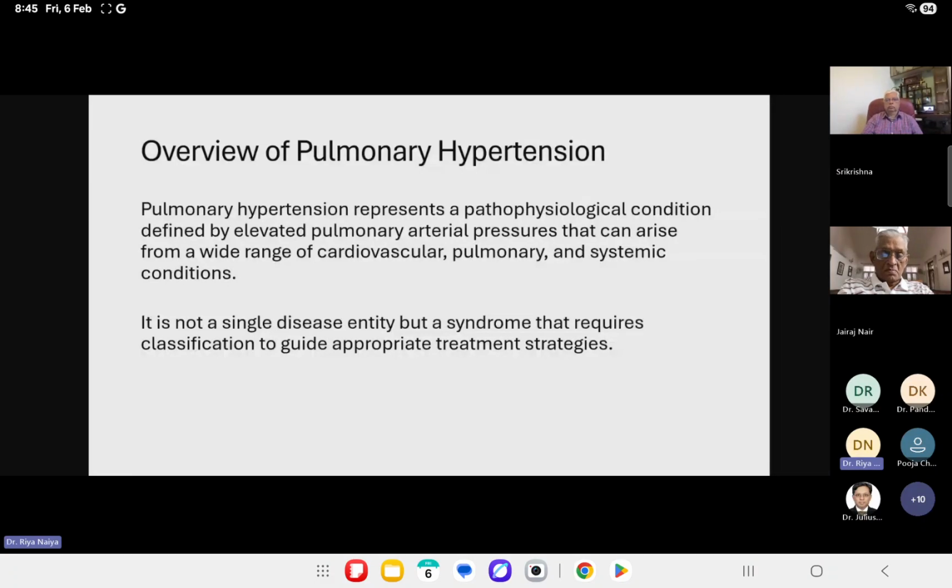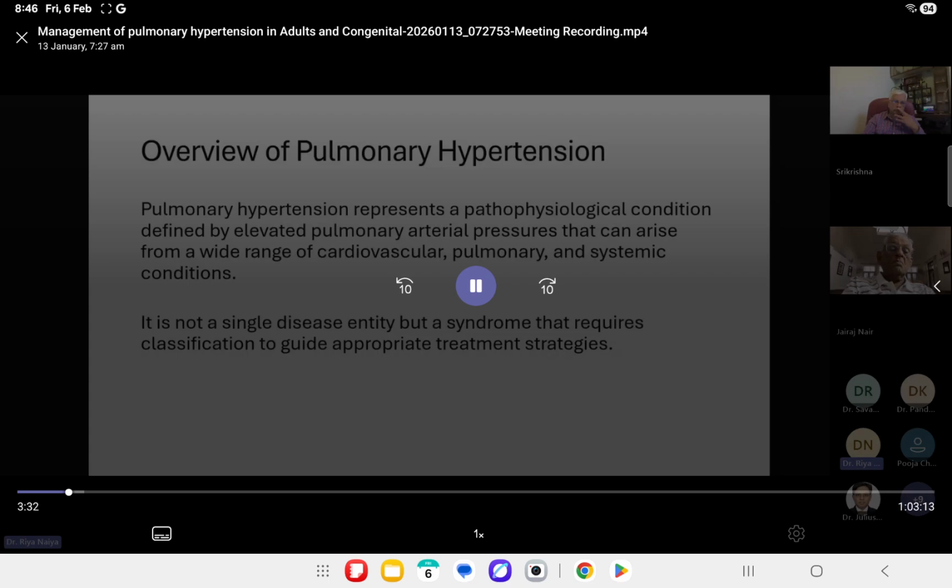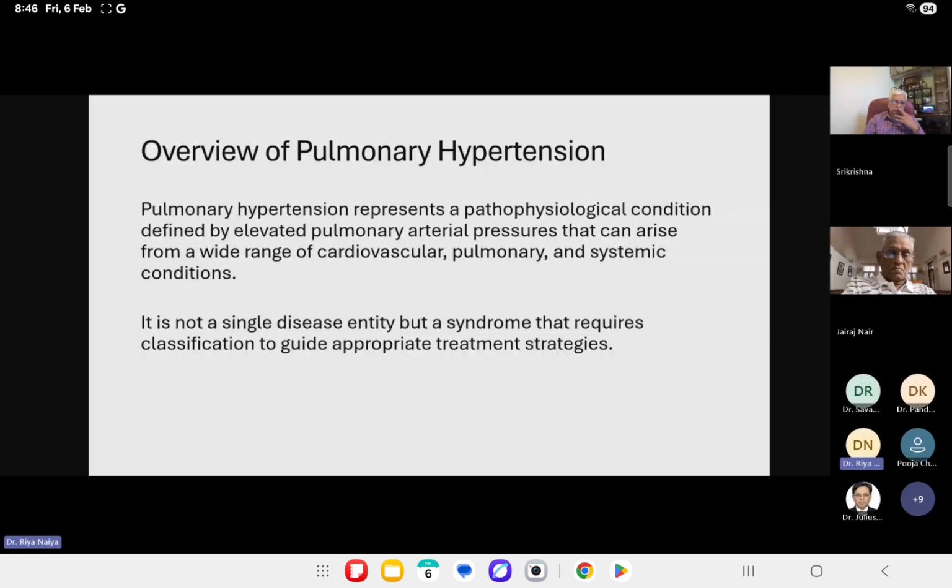We'll be ending with a little bit about what is followed in our hospital. Coming to the overview on pulmonary hypertension, it represents a pathophysiological condition defined by elevated pulmonary arterial pressures that can arise from a wide range of cardiovascular, pulmonary, and systemic conditions. It's not a single disease entity, but it's a syndrome that requires classification for appropriate management.